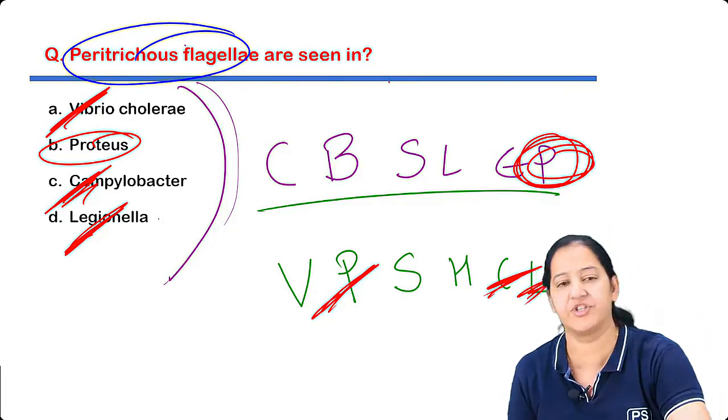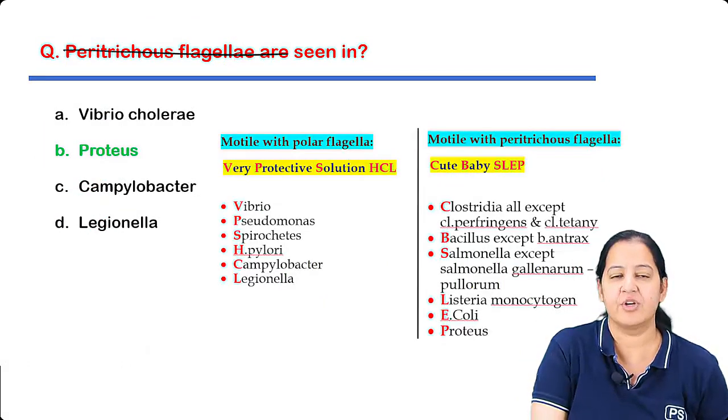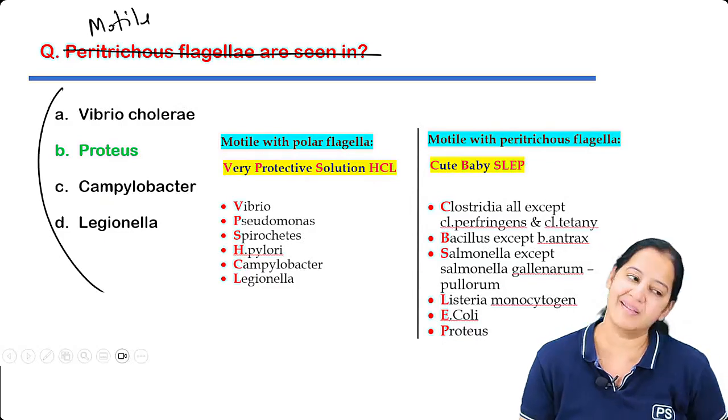Let me change this question. Currently the answer is Proteus. Hana, you know the true mnemonic. If I change this question to "which of the following is motile?", what is your answer? You will say, ma'am, all of them are motile. The answer will be ABCD, all.